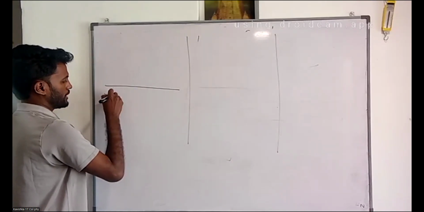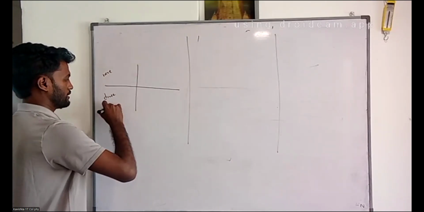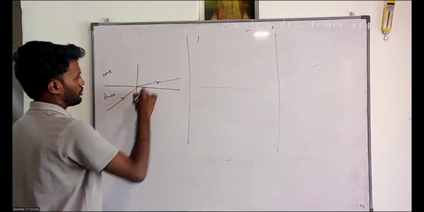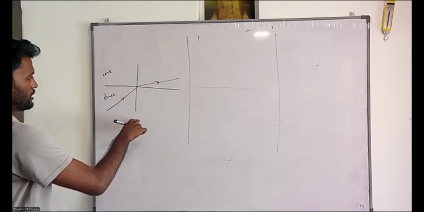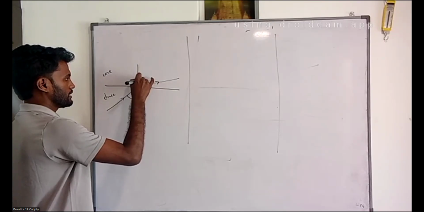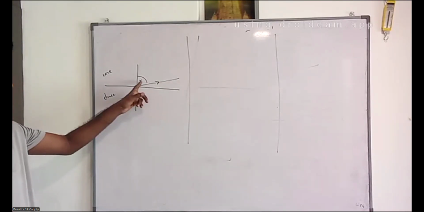When a light ray from a dense medium enters a rare medium, what happened? It goes away from the normal line. This is the incident angle and this is the refracted angle. So anyway, the angle is increased, right?